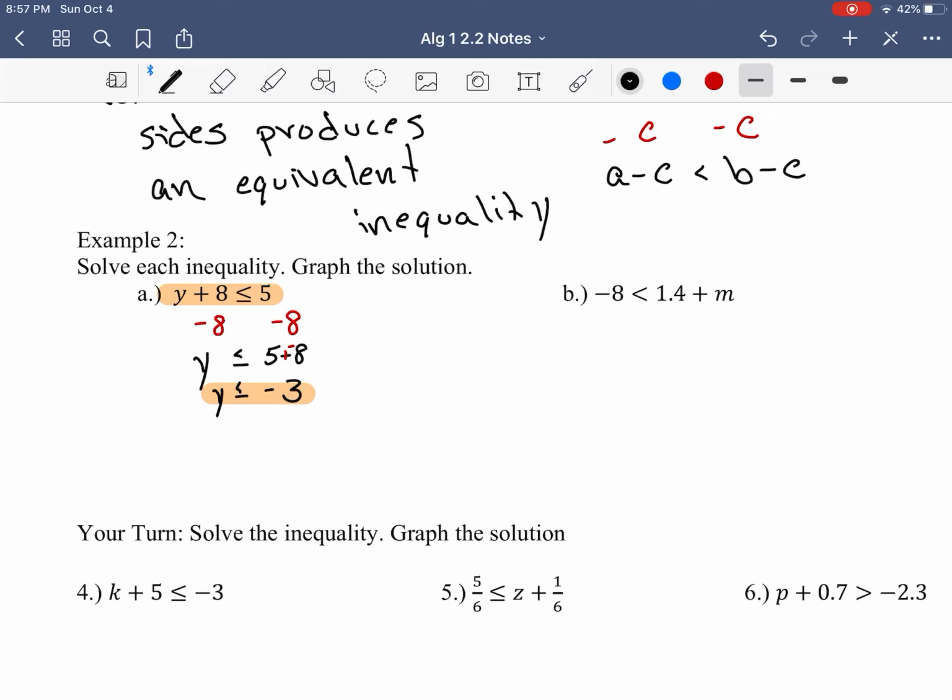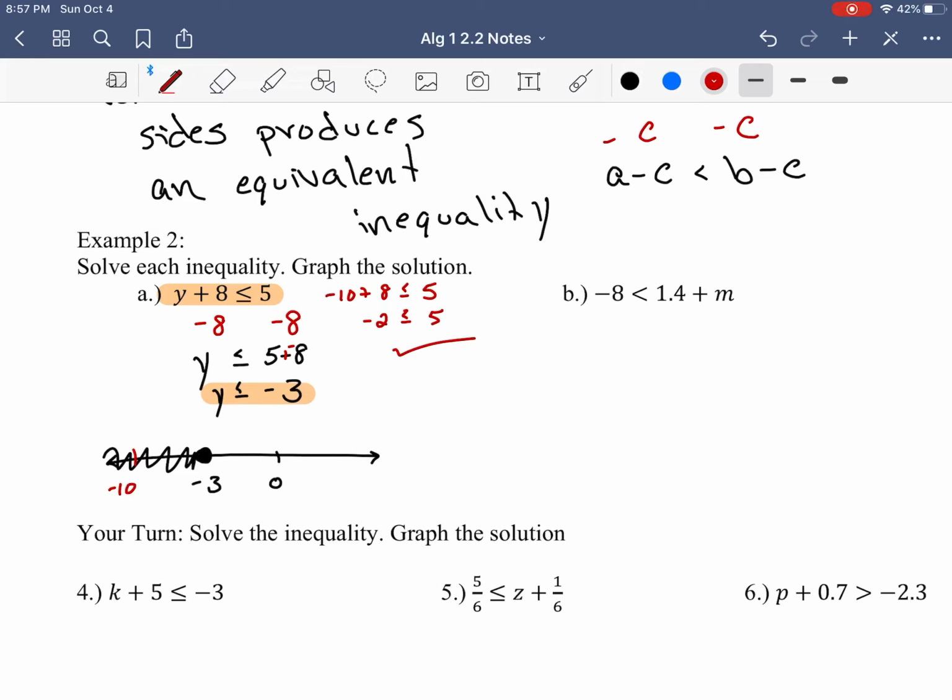Now I just need to graph the solution. So I'm going to need a number line. I'm going to need negative 3, which means here's my 0. We need a solid dot because it's equal to. And I want all the y's that are less than negative 3, so we would shade this direction. And again, it's always good to check. Let's see, down here, negative 10. If I put negative 10 up here, yep, that would give me negative 10 plus negative 2 is less than or equal to 5. Yep, it worked.